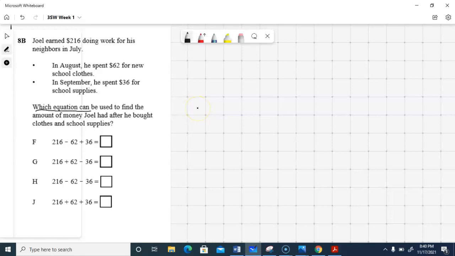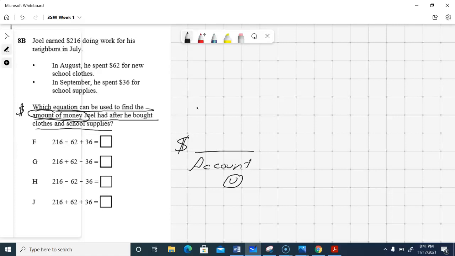It says, which equation can be used to find the amount of money Joel had in his account after he bought school supplies? So we're looking for the amount of money, going to be a dollar amount. So what we're trying to find out is how much money is in his account. So I understand what it's asking. Now you come up with a plan on how to solve it.